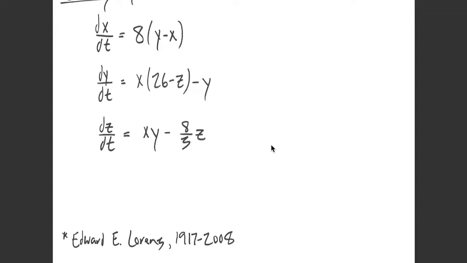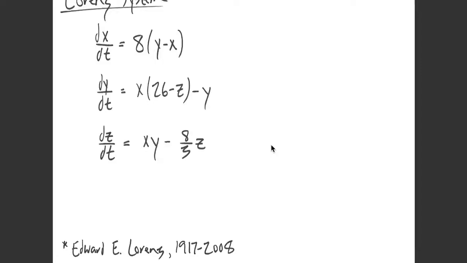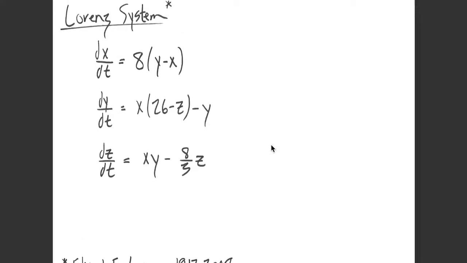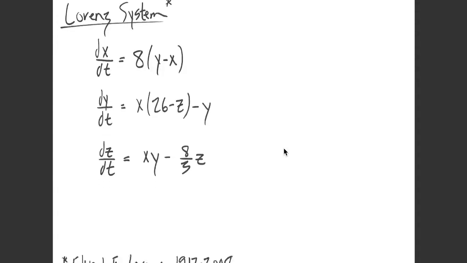It was discovered by Edward Lorenz, a meteorologist actually, who died in 2008. He brought this system forward in about 1963. And this was one of the very first papers that brought forth the idea of deterministic chaos. That is, a deterministic system that behaves very unpredictably. So this is kind of a canonical example in dynamical systems and chaos theory.